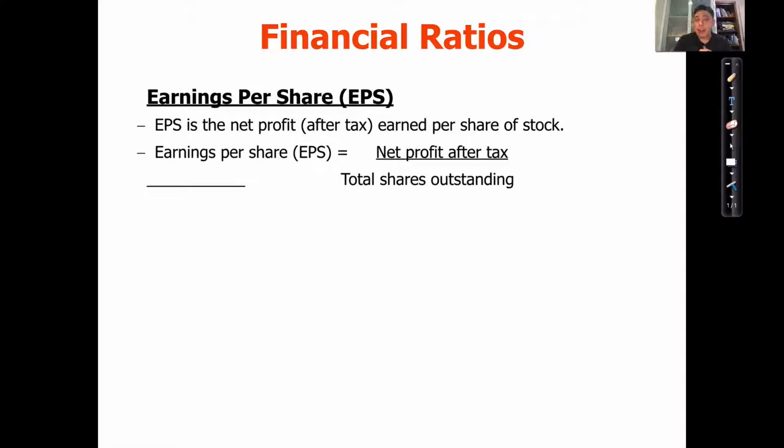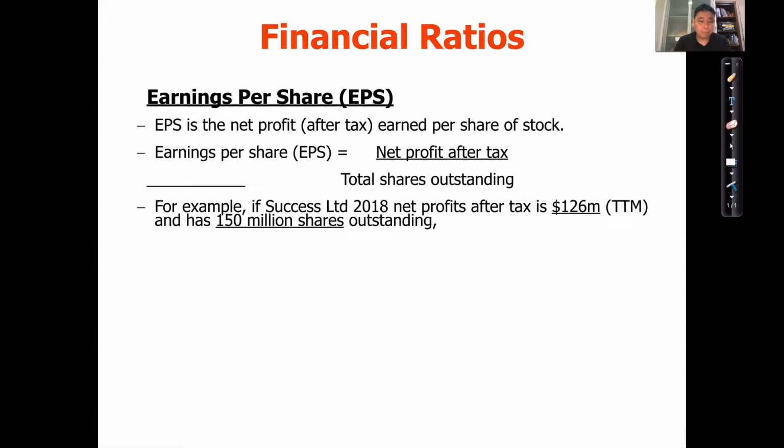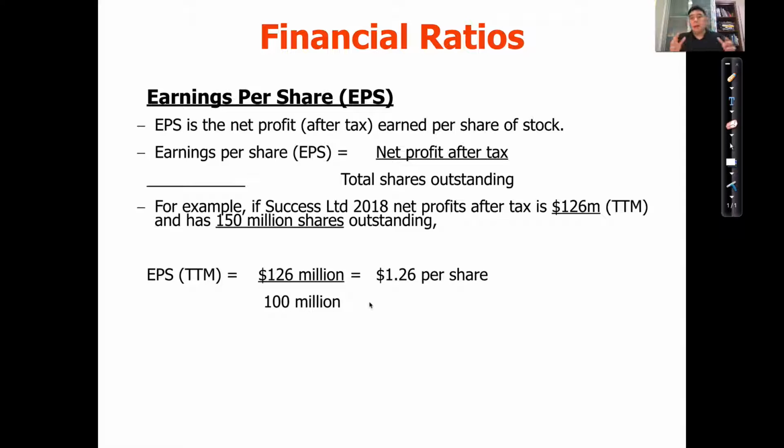So again, how do you calculate EPS? You take the total net income or net profit of the company and you divide it by the total number of shares outstanding. So for example, this company has a net profit of $126 million and it has 150 million shares outstanding. So if you take the total net profit divided by the number of shares, you get $1.26 per share. So again, what does it mean? It means that if you own one share of this company, theoretically, you're entitled to $1.26 of profits for that year.